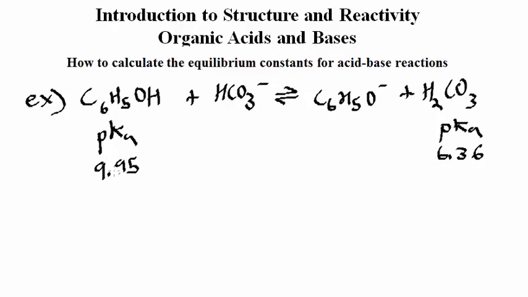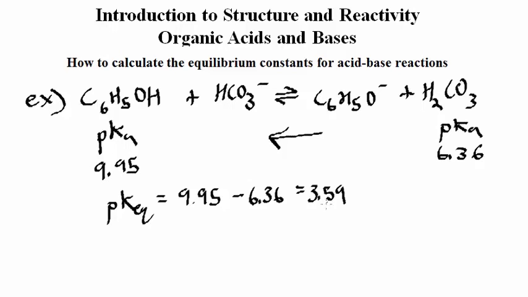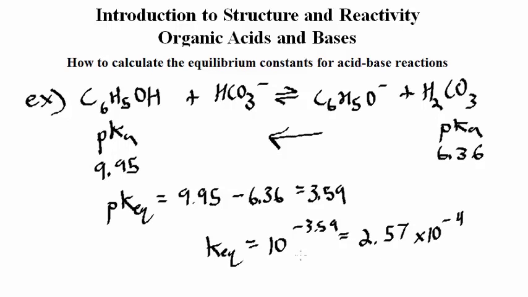And so the phenol is the weaker acid. Because carbonic acid is stronger, the position of equilibrium lies to the left. Now, to calculate the equilibrium constant Keq, we subtract the two pKa values from one another: 9.95 minus 6.36. And then we take the antilog of that value, the 3.59, to arrive at the value of the equilibrium constant Keq.